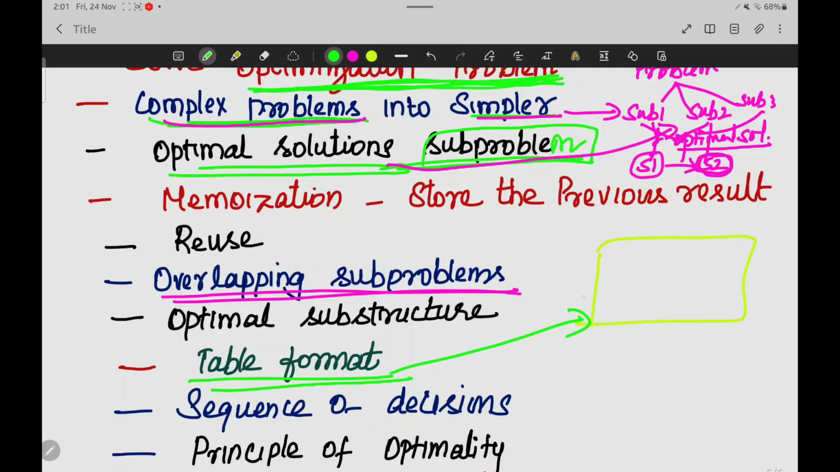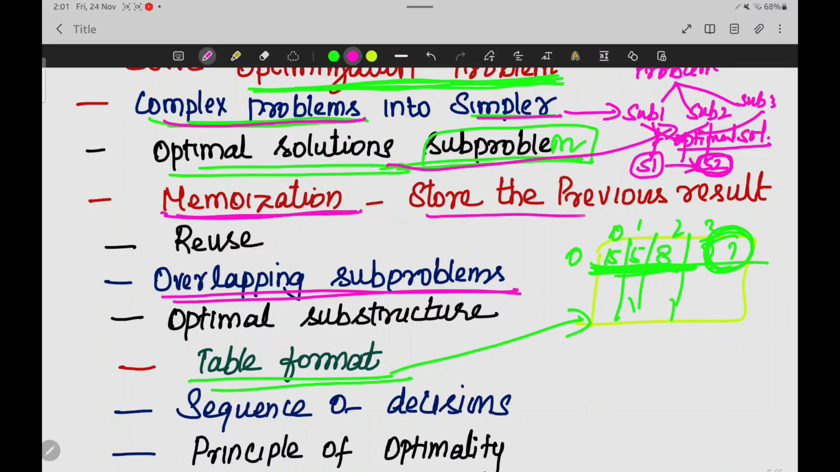For example, the table has entries 0,0, 0,1, 0,2, 0,3. Now suppose you want the solution for 0,3. We could already have found the results of 0,0, 0,1 and 0,2. These previous results are stored in memory, and that is called memoization. Memoization is nothing but storing the previous results. By storing all the previous results, we are able to get the current solution, so we are reusing the previous solutions.